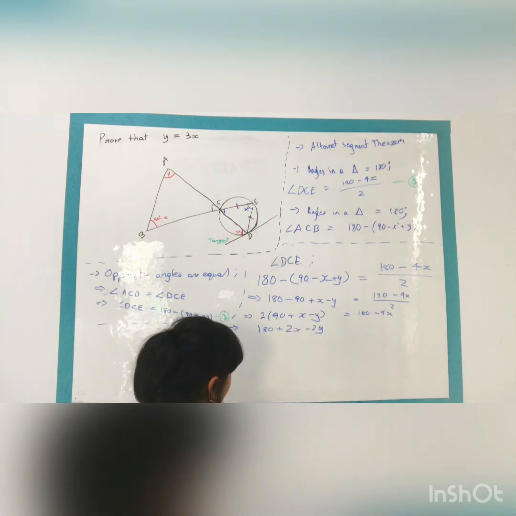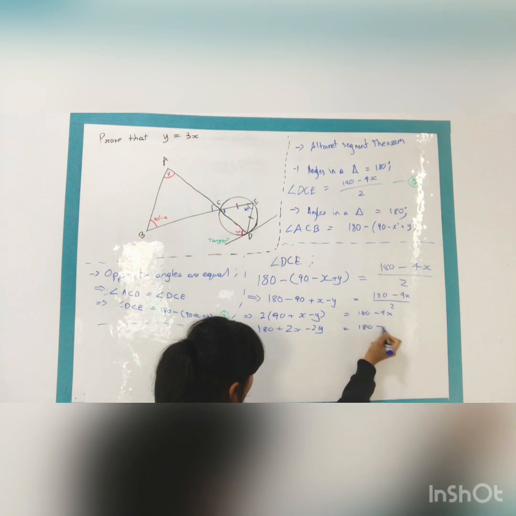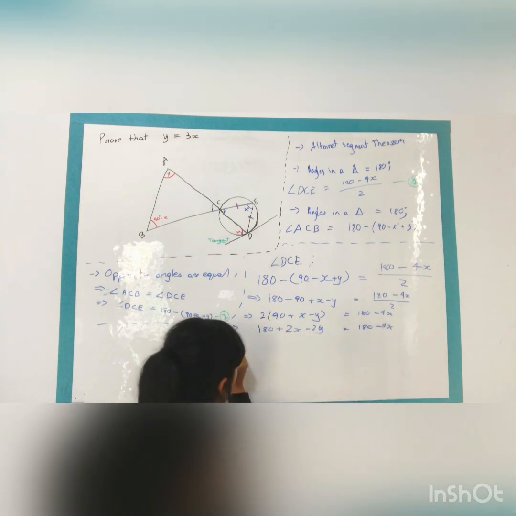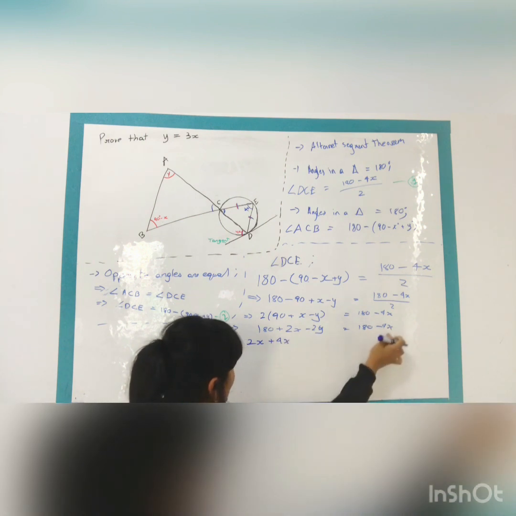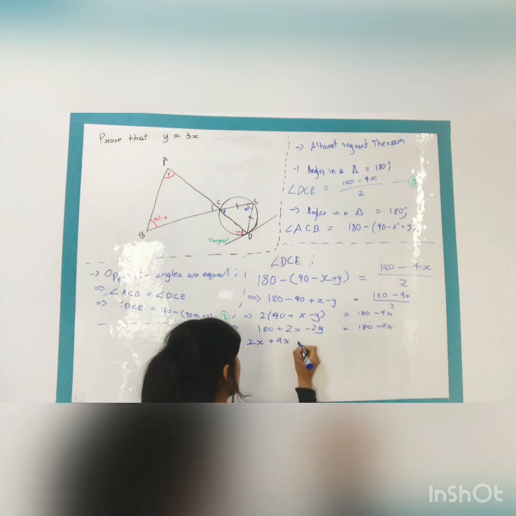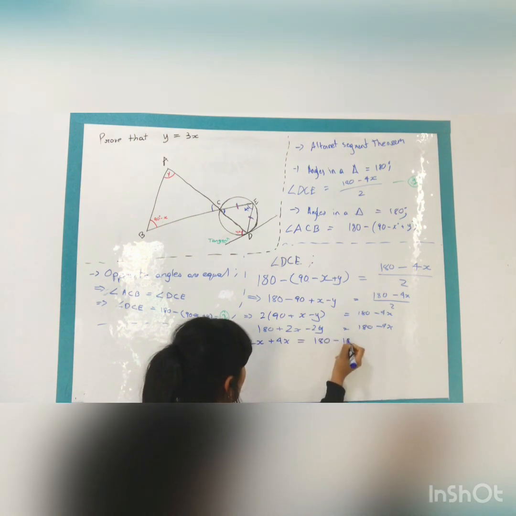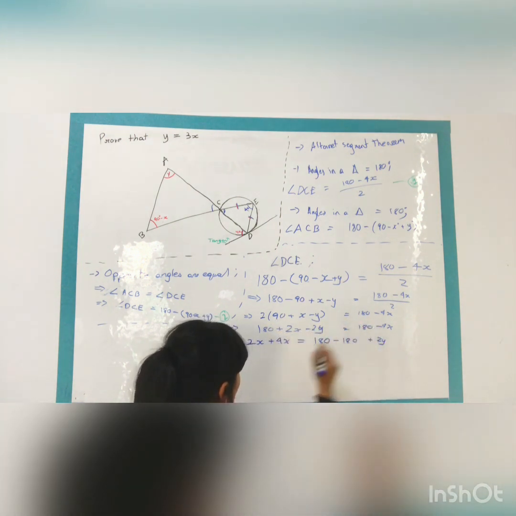Now all of this is equal to 180 minus 4x. This implies we're going to do some crisscross. We bring the 180 from the left hand side to the right hand side. So on the left hand side I'm going to have 2x, and I'm going to bring the minus 4x from that side, which turns into plus 4x here, is equal to 180 minus 180, and we also bring to this side the minus 2y, which becomes plus 2y.